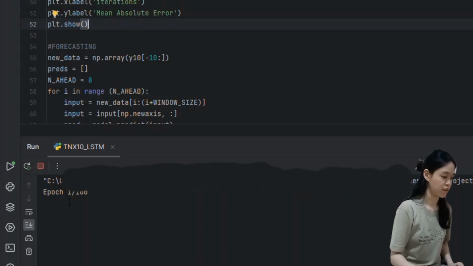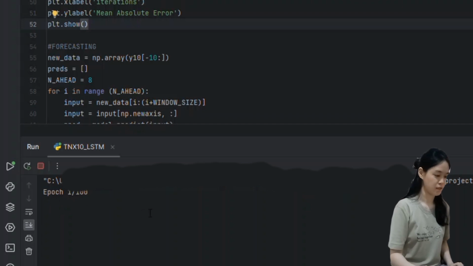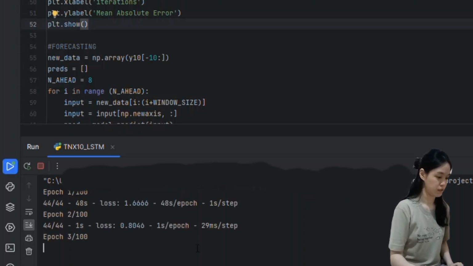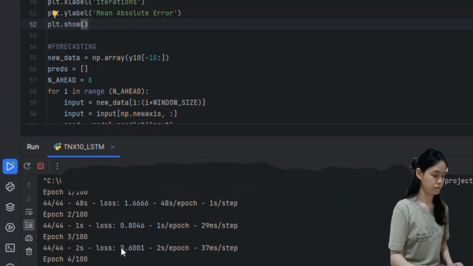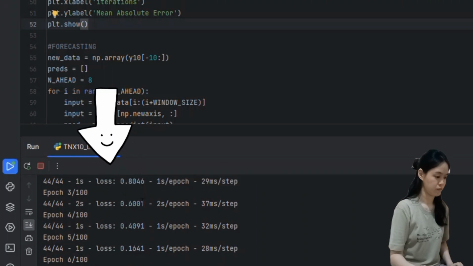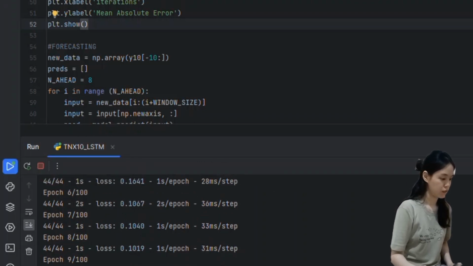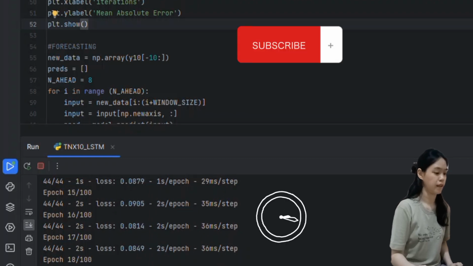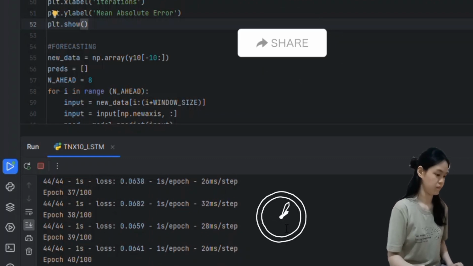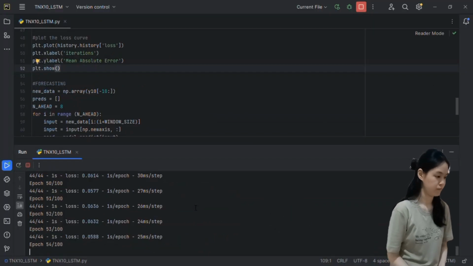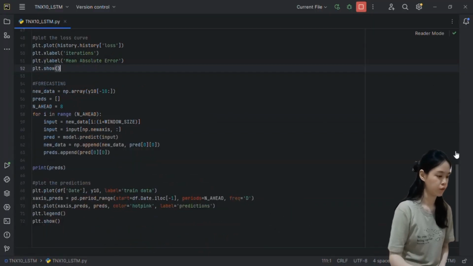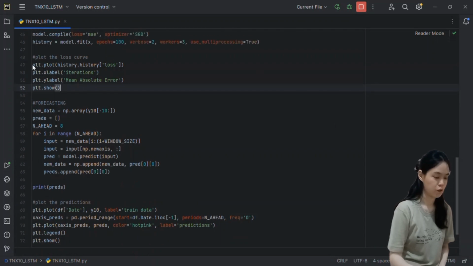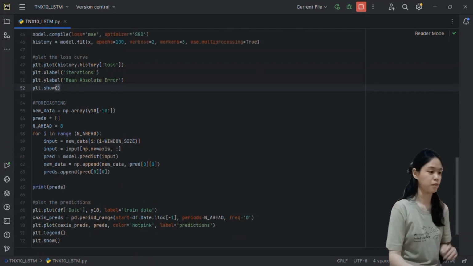Okay, so it's already starting its training process. It's epoch 1 out of 100. Yeah, so as you can see, the loss is getting smaller and smaller. 0.1 and then 0.08. Okay, so while waiting for our training, let's go to the forecasting first. I will explain about the loss curve in a moment.